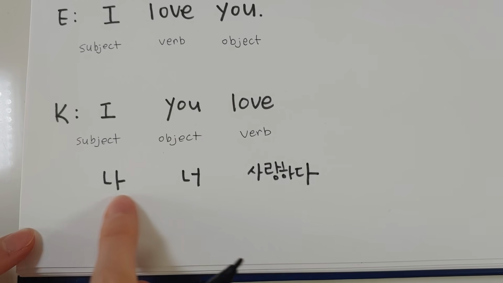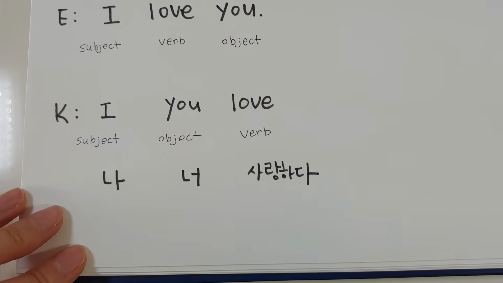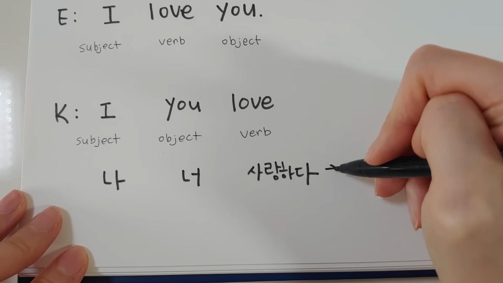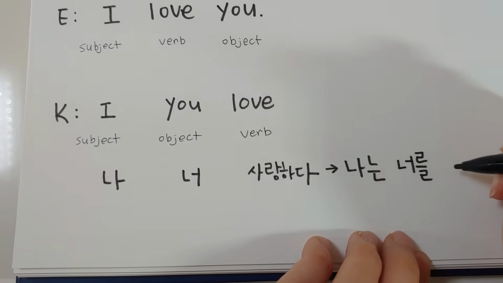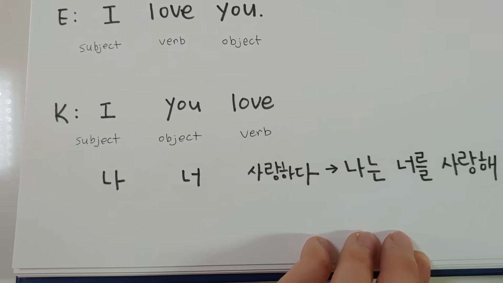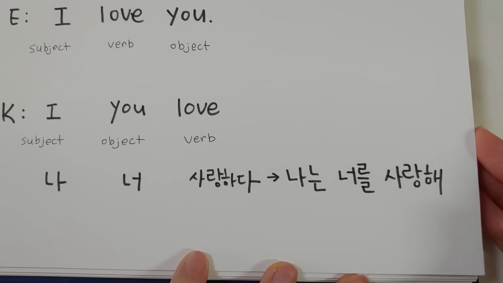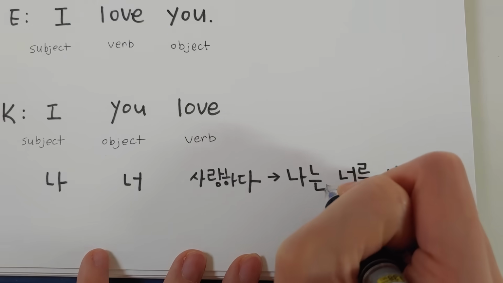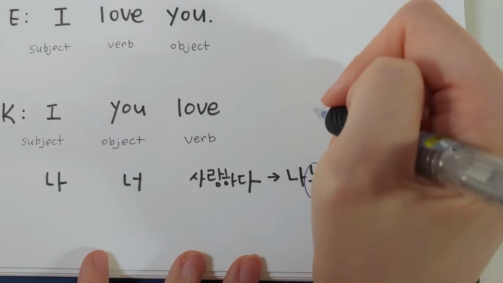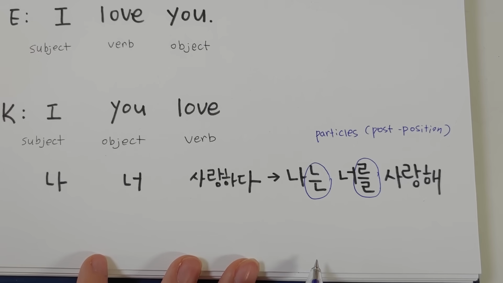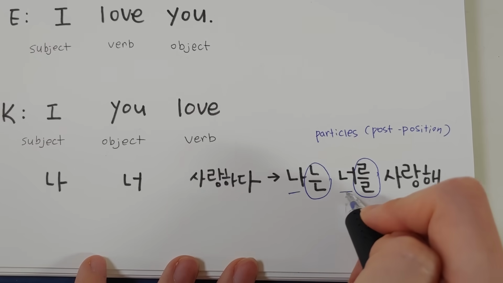But you shouldn't leave the sentence this way because it's grammatically wrong to say or write like this. So here's the correct sentence. 나는 너를 사랑해. So let me explain one by one what exactly is changed. So 는 here and 를 here are called the particles or postpositions. They're always attached behind the noun.